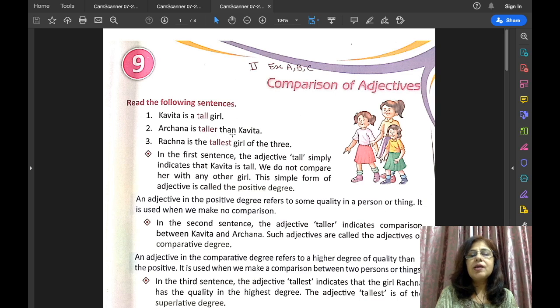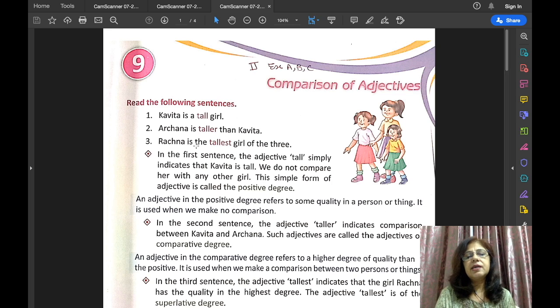Archana is taller than Kavita. In this sentence, there is comparison between two persons, Archana and Kavita. The adjective taller indicates comparison between Archana and Kavita, and such adjectives are called the adjectives of comparative degree. Here we have used the comparative degree of tall. This is the positive degree, this is the comparative degree.